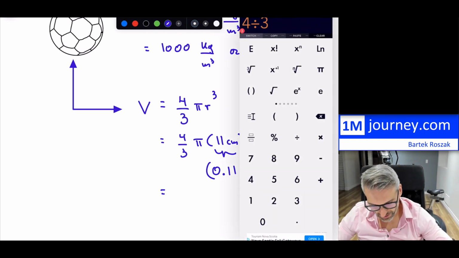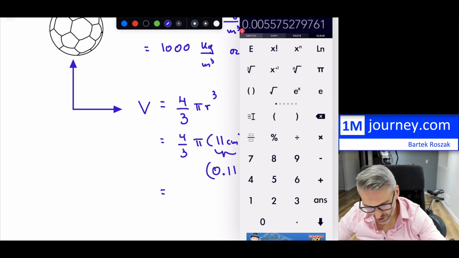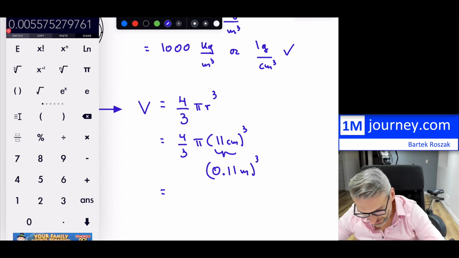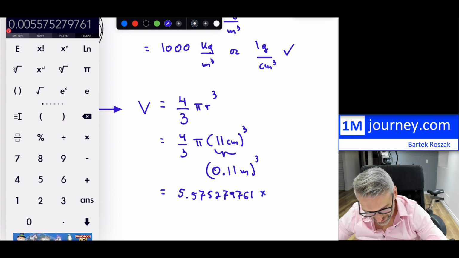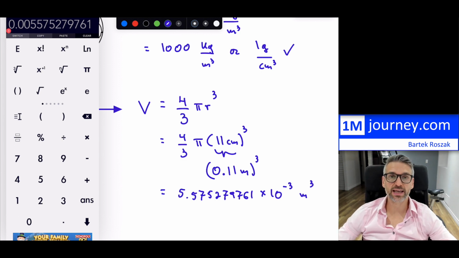So it's 4 divided by 3, multiplied by pi, and then multiplied by 0.11 cubed. It's going to be small because it's in meters cubed, so that's fine. So I'm going to write it out. This is 5.5752797, I'm going to keep it on my calculator, times 10 to the -3 meters cubed. So it seems rather small in comparison to a meter cubed. So that's the volume that would have been displaced by the ball. So that's great, now I have that volume.